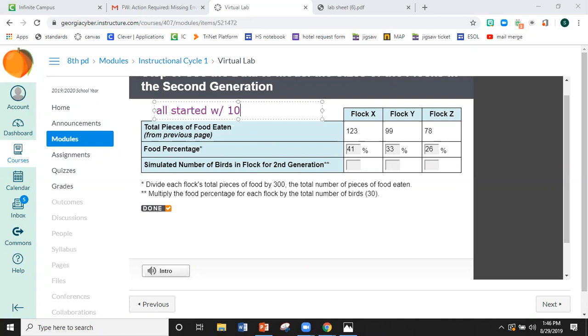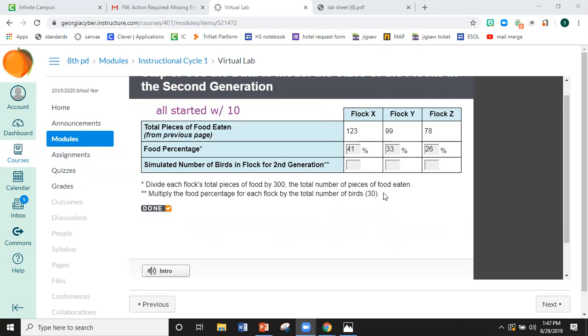My parents, a man and a woman, 2 people, have 2 children. That means there's 2 people in the second generation. If my sister and I each have 3 children, 3 plus 3 means there's 6 in the third generation. So we're going to do that for birds. We're basically going to figure out how many children they're going to have. Remember, each flock started with 10.